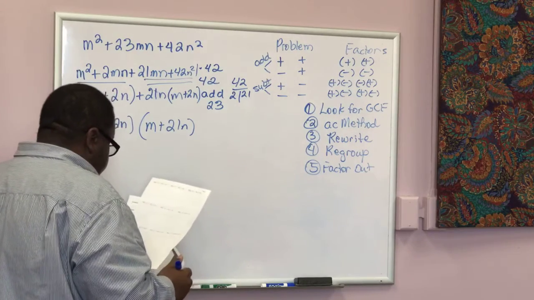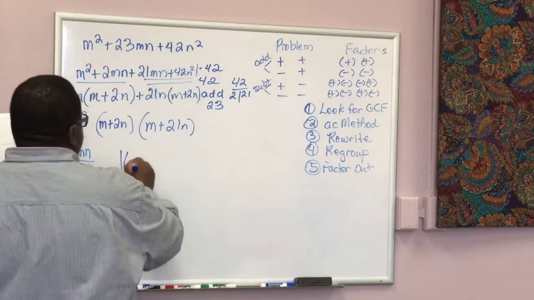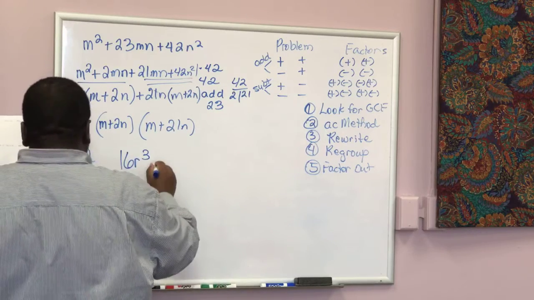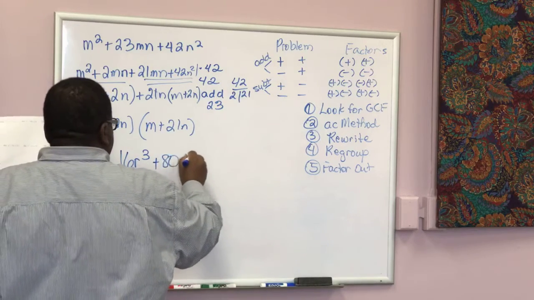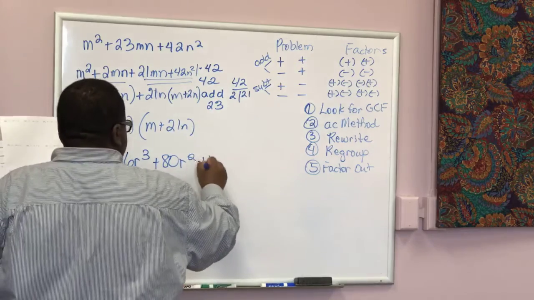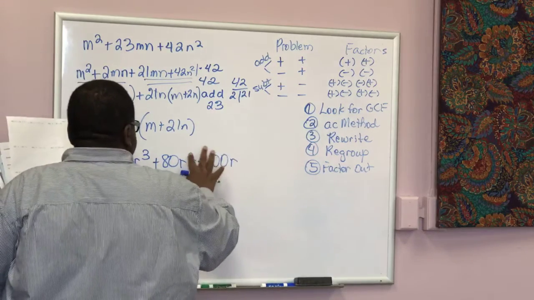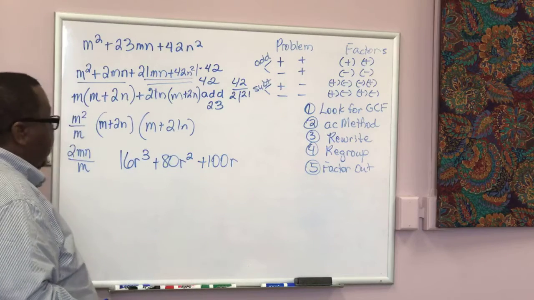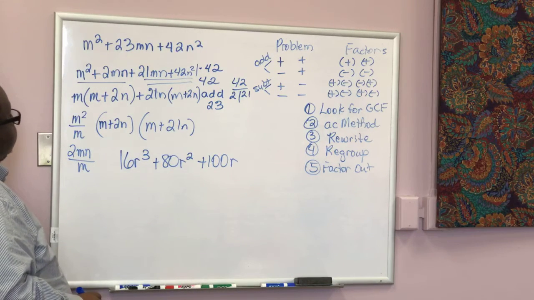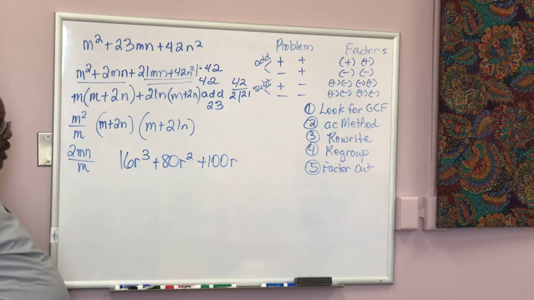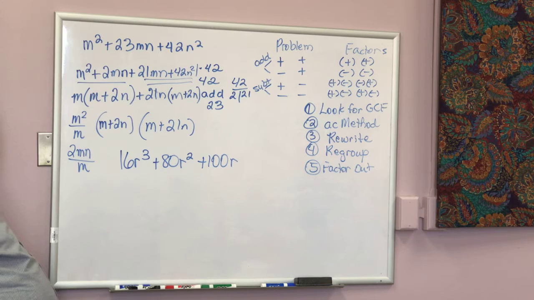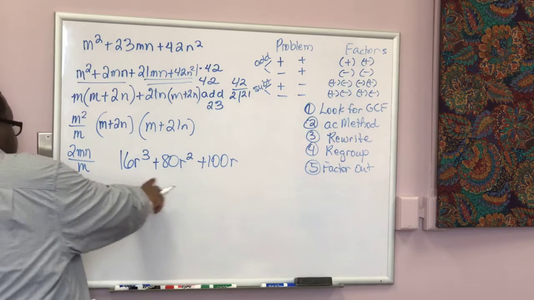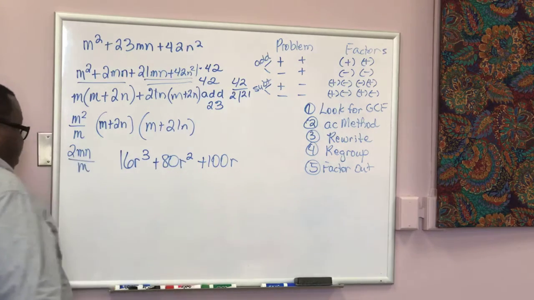Let's look at 16r to the third power plus 80r squared plus 100r. Okay? Let's look at that problem. Is there a GCF to take out? Yes, there is. What do 16, 80, and 100 have in common?